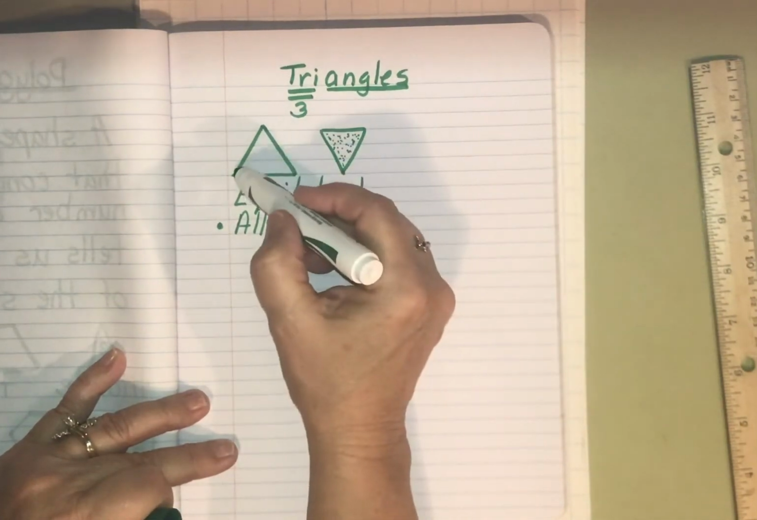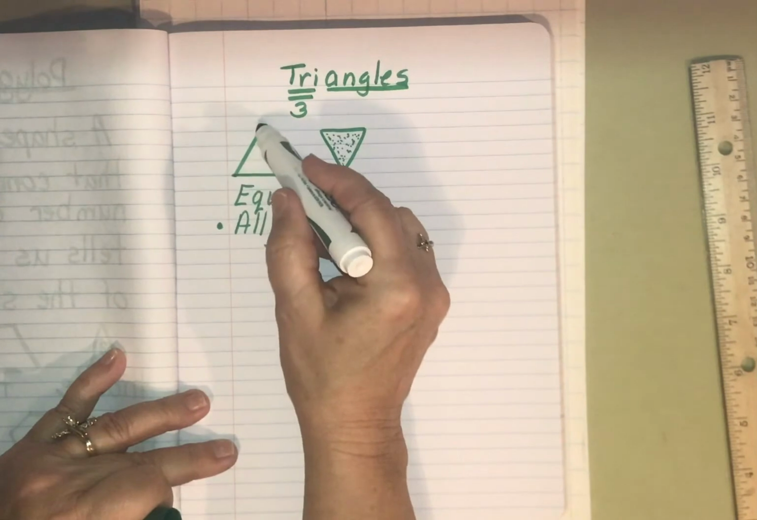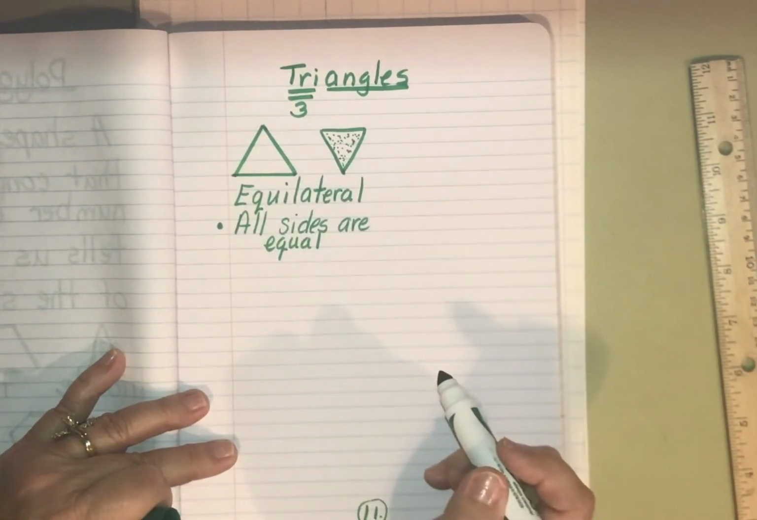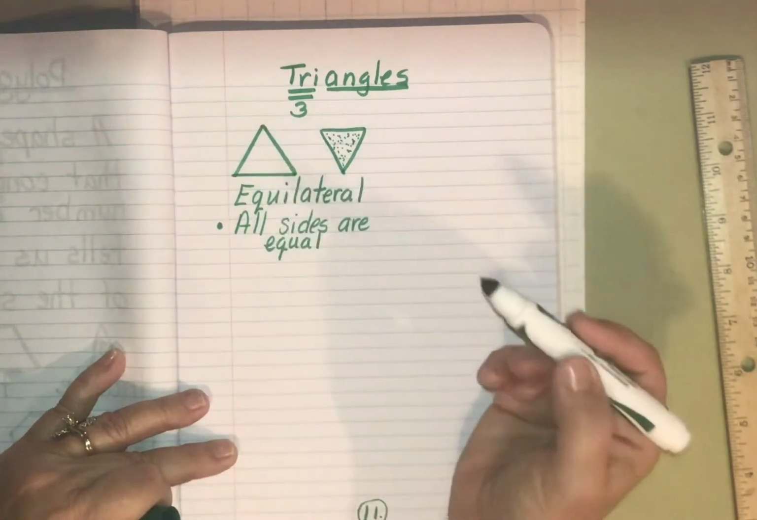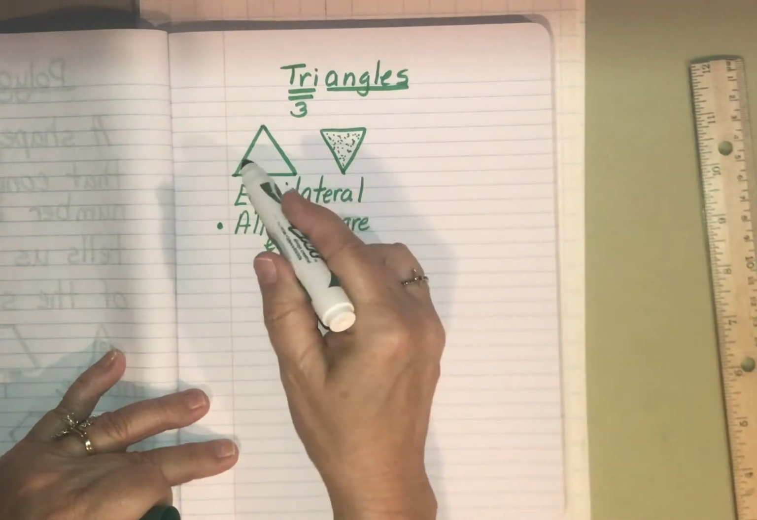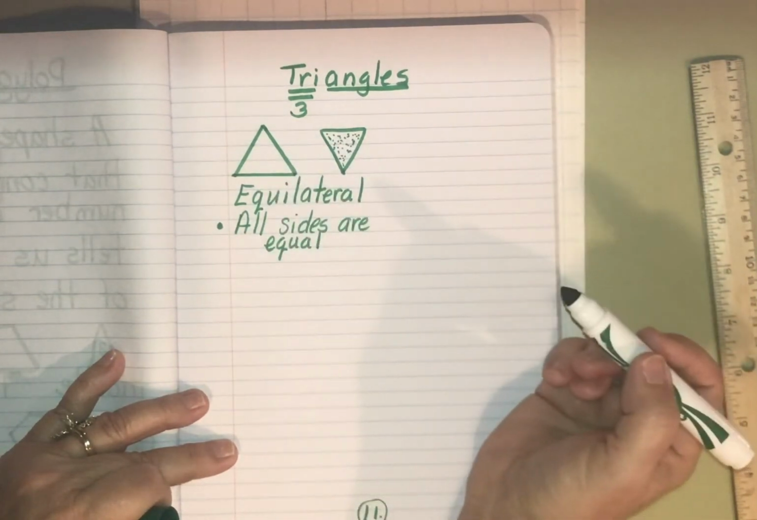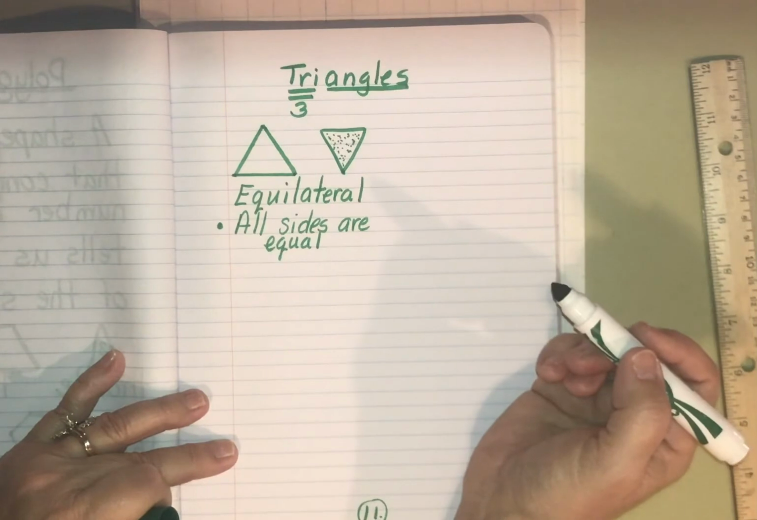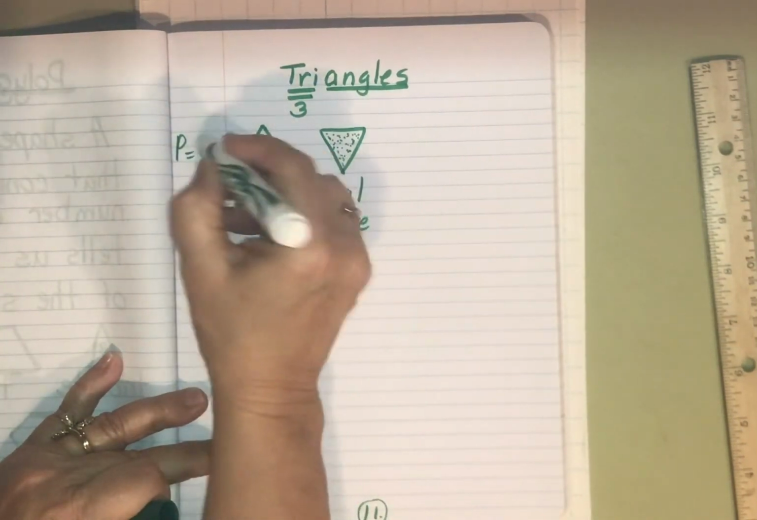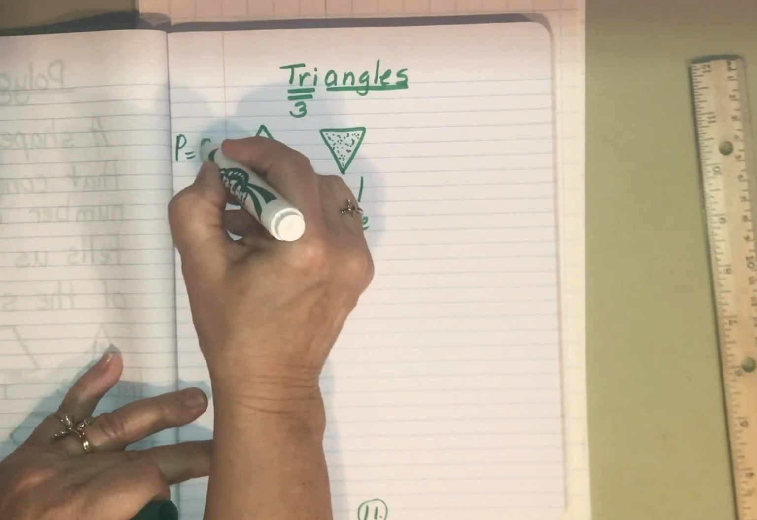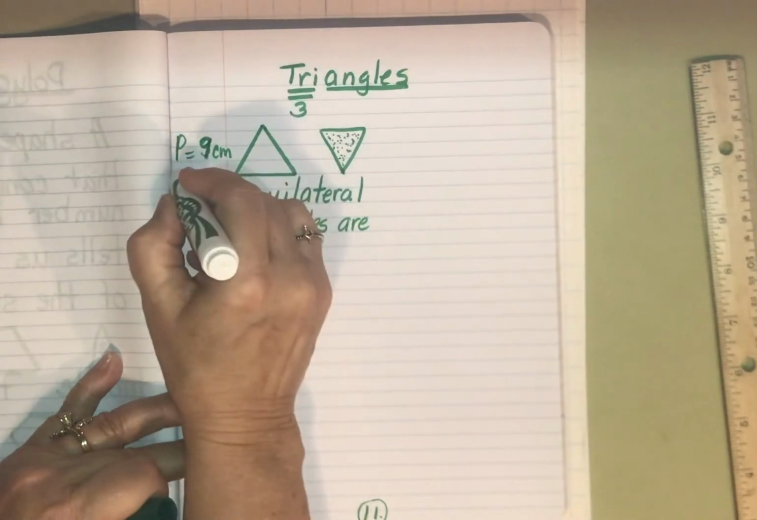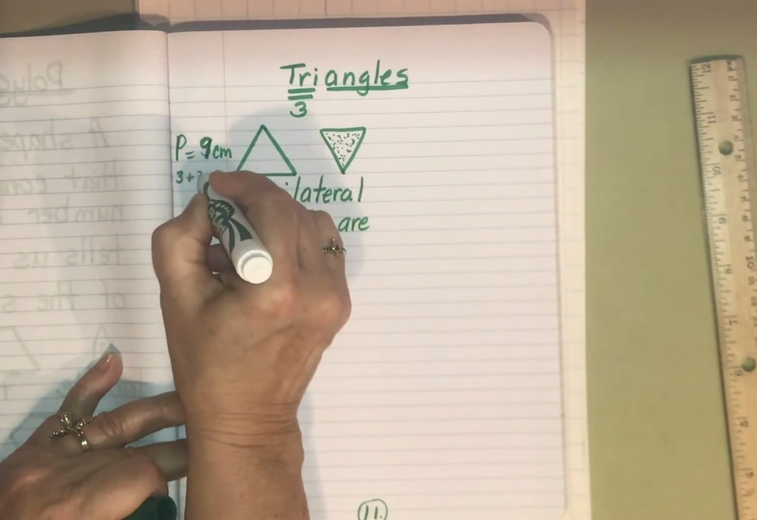If we figure out the perimeter for this one, that would be 3 centimeters plus 3 centimeters plus 3 centimeters. You got it. 3 plus 3 plus 3, or 3 times 3 is 9. 9 centimeters. Okay, so let's go ahead and write P equals 9 cm. Or if we want to write 3 plus 3 plus 3.